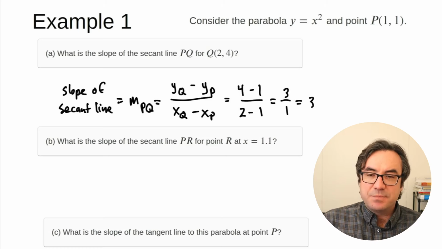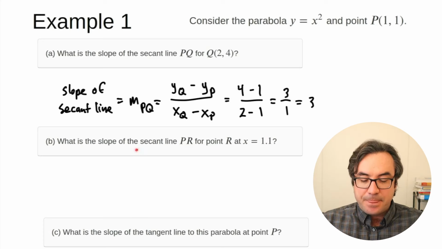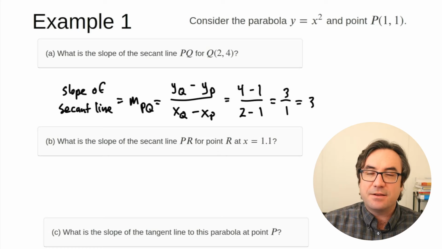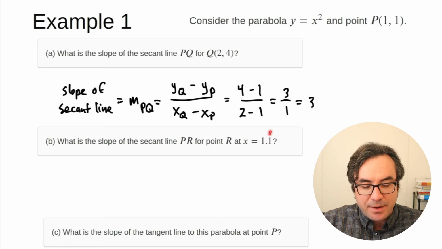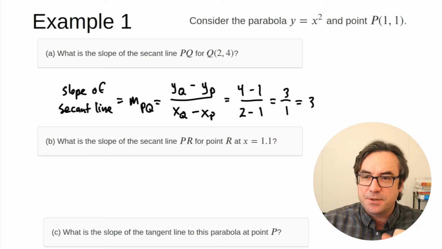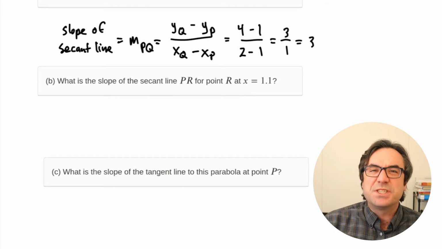We're going to get a little practice with this in class, calculating slopes of secant lines where maybe we're picking a second point that's a little bit closer. And then ultimately we're going to see how we get that slope of the tangent line. But we'll see that in class.